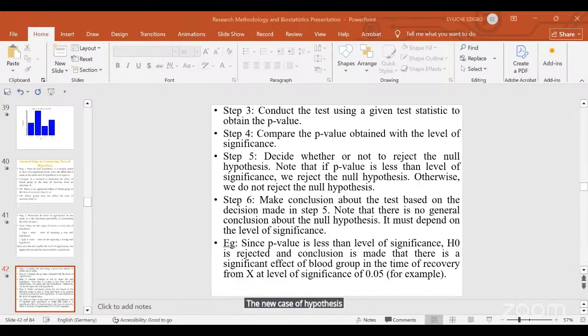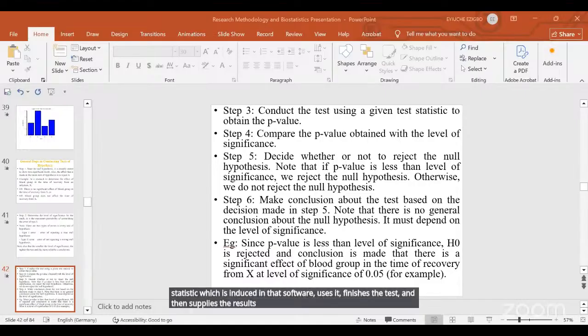And when we use statistical software, those software have these test statistics inbuilt in them. All that they need from us is our data. Once we supply the data to the particular software, it goes inside the system, brings up its own test statistic which is inbuilt, uses it, finishes the test, and then supplies the results as the output. Is that clear?